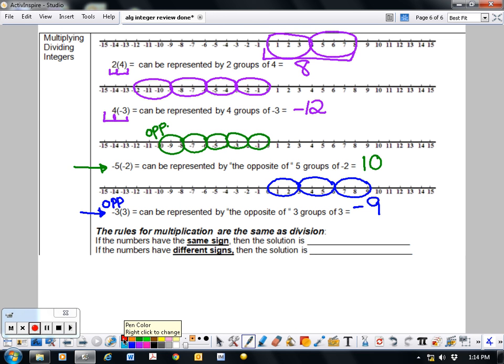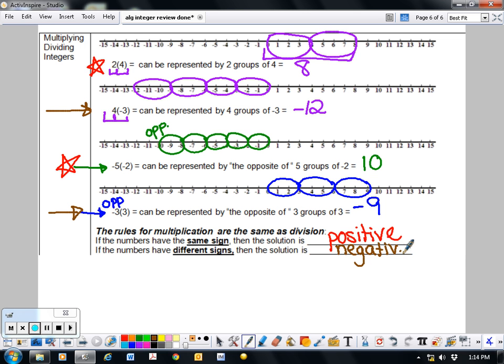So the rules for multiplication: if they have the same sign, like 2 times 4 or negative 5 times negative 2, our answer is always going to be positive. If there are different signs, like 4 times negative 3 or negative 3 times 3, where one's positive and one's negative, the answer is going to be negative. And that's it for our integer review.